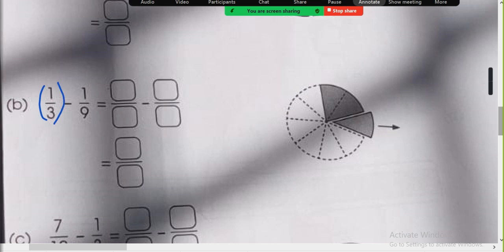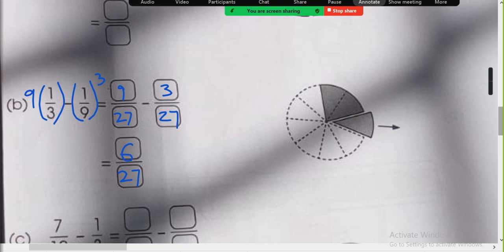1 by 3, we will multiply it by 9, and 1 by 9 multiplied by 3. Okay, 9 1 times is 9, 9 3 times is 27, and here it is 3 minus, in denominator you will have 27. Okay, 9 minus 3 is 6. 6 by 27.